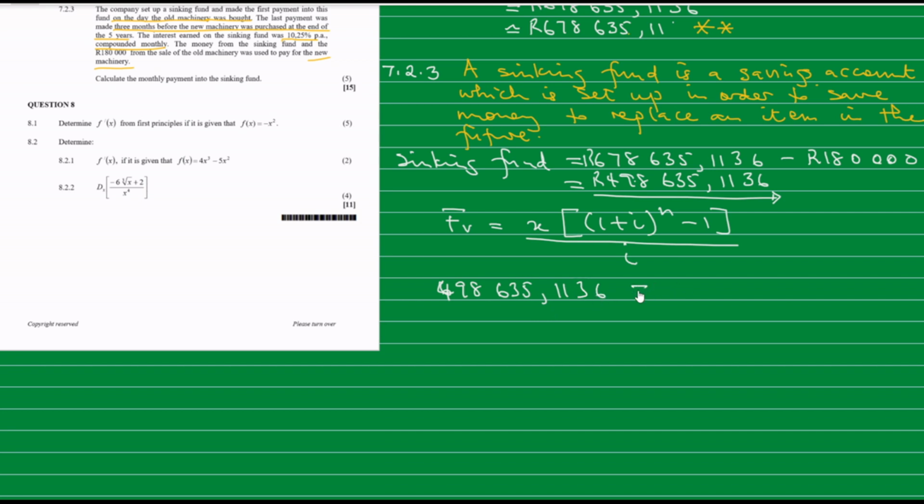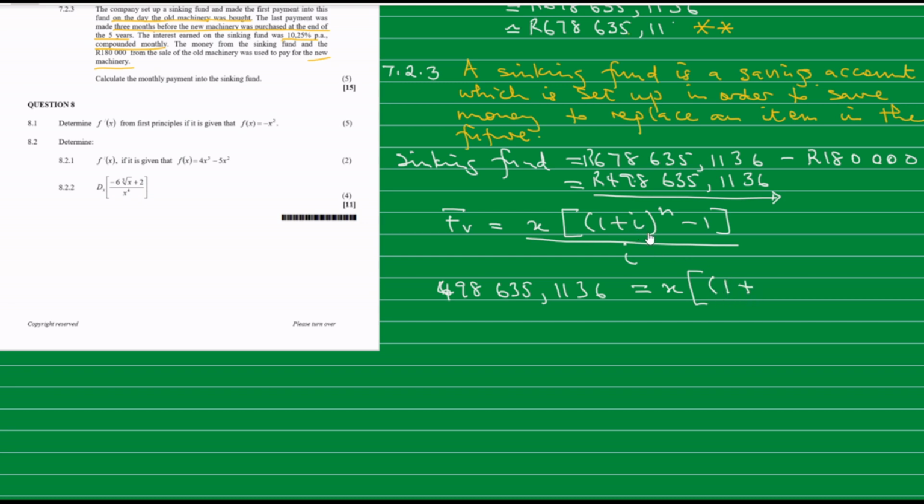98,635.1136. And X is what we are looking for here, the monthly payment. So we don't know the monthly payment. Okay, we multiply by 1 plus I.